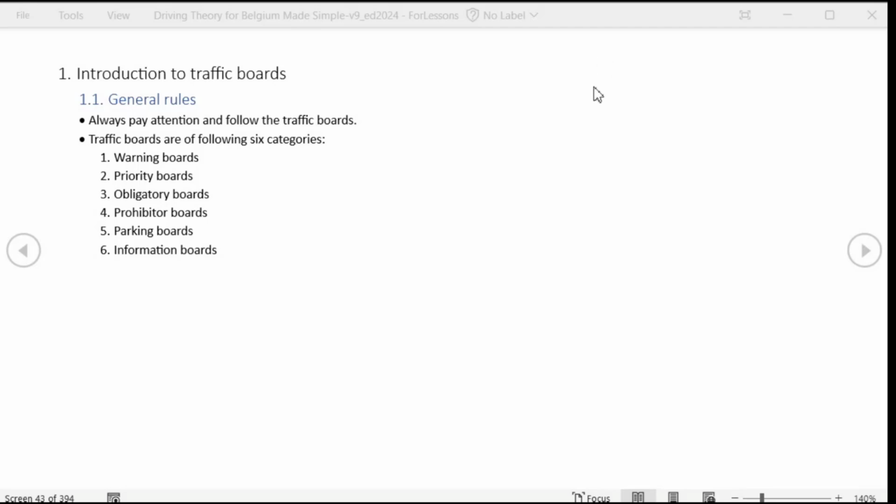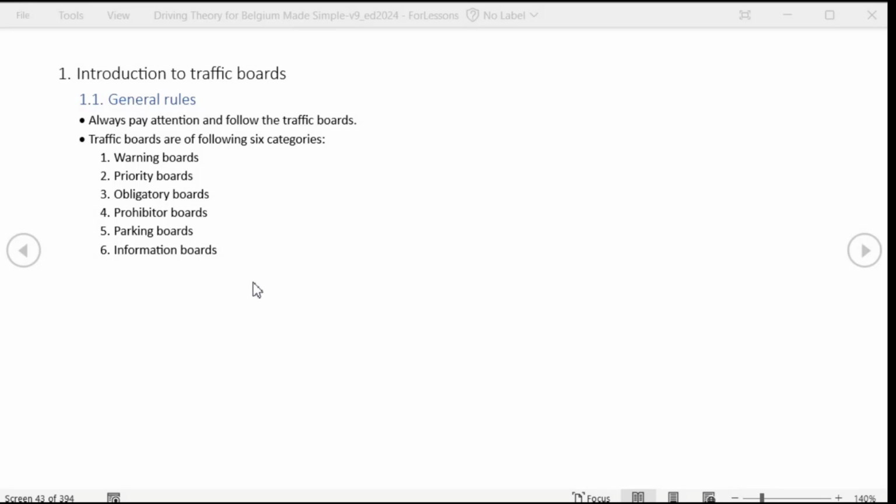So what are the general rules? Always pay attention and follow the traffic boards. Very obvious. The traffic boards are of 6 categories. These are warning boards, priority boards, obligatory boards, prohibitory boards, parking boards, and information boards.